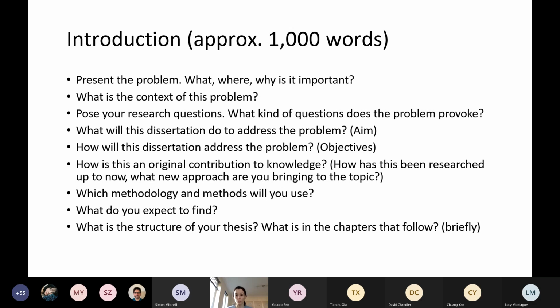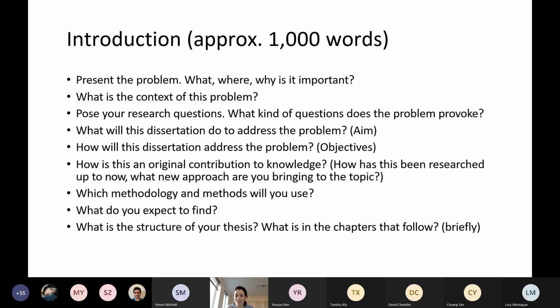Here you present the problem. What, where, why is it important? What is the context of this problem? Where is it located? How is it relevant to broader issues, to more global issues, perhaps? Pose your research questions. Tell us what this dissertation does to address this problem. So that's your aim, and how you're going to do that, that's the objectives we talked about.